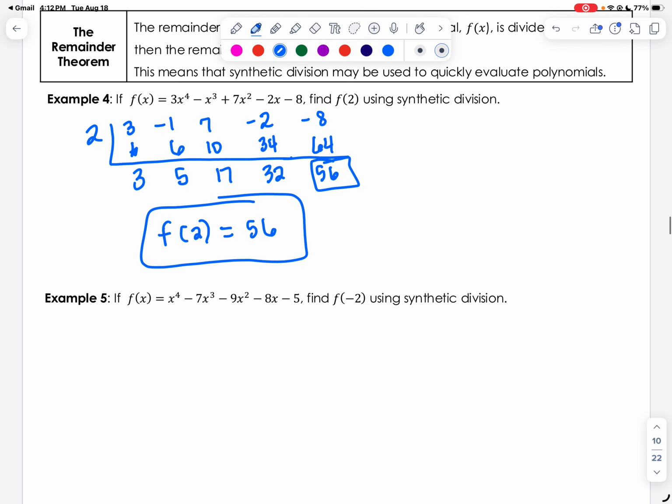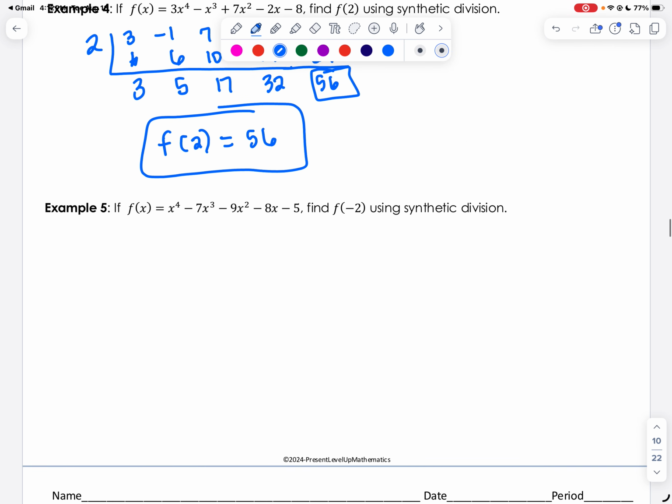All right? So in example 5, it says if f of x equals x to the 4 minus 7x cubed minus 9x squared minus 8x minus 5, then find f of negative 2. So we're evaluating this function at negative 2. So I'll take my coefficients, 1 for x to the 4, negative 7 for negative 7x cubed, negative 9 for negative 9x squared, negative 8 for negative 8x, and negative 5. All right, I'll drop this down.